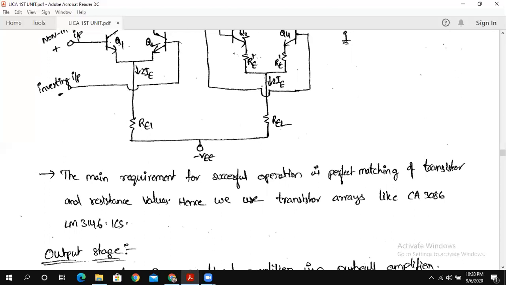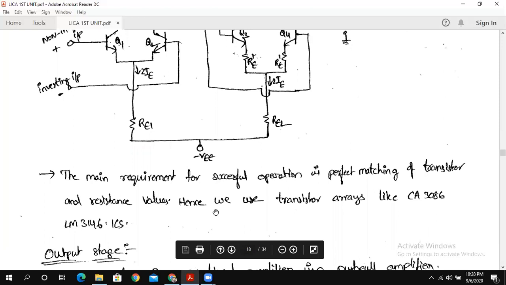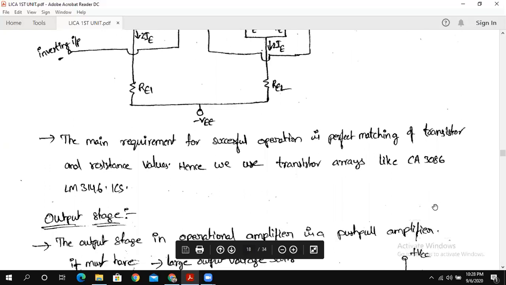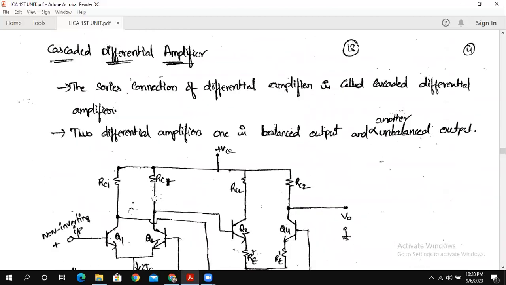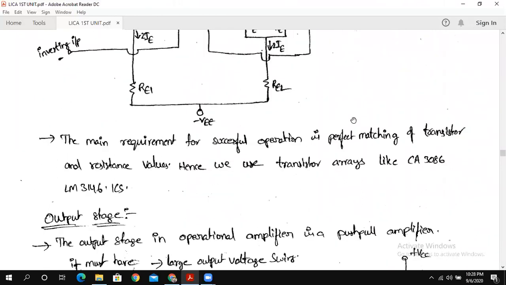The main requirement for successful operation is perfect matching of the transistors. The transistors we use in the differential amplifier must be perfectly matched, along with the resistance values. Here we use transistor arrays like the CA3086 and LM3146 ICs. We are going to use these for this cascaded differential amplifier. So this is about the cascaded differential amplifier.